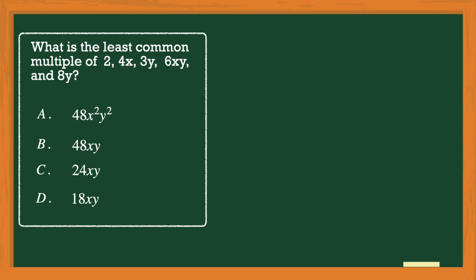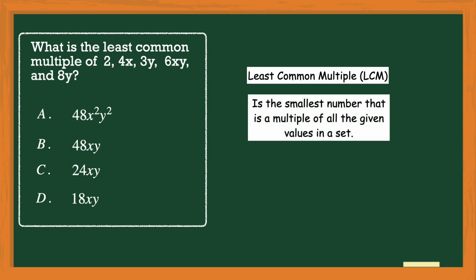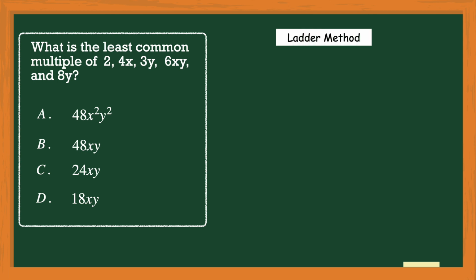What is the least common multiple of 2, 4x, 3y, 6xy, and 8y? The least common multiple, or LCM, of 2 or more values is the smallest number that is a multiple of all the given values in a set. To find the LCM for this set of values, I'm going to use the ladder method, which is a very quick and easy way to find all the prime factors of the given values in this set. I'm excited to show you, so let's get started.